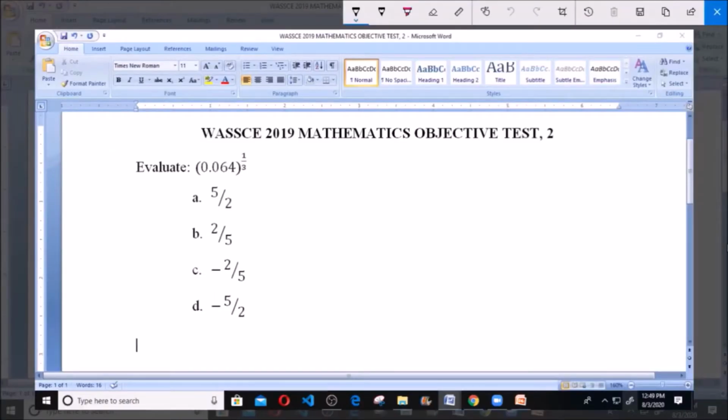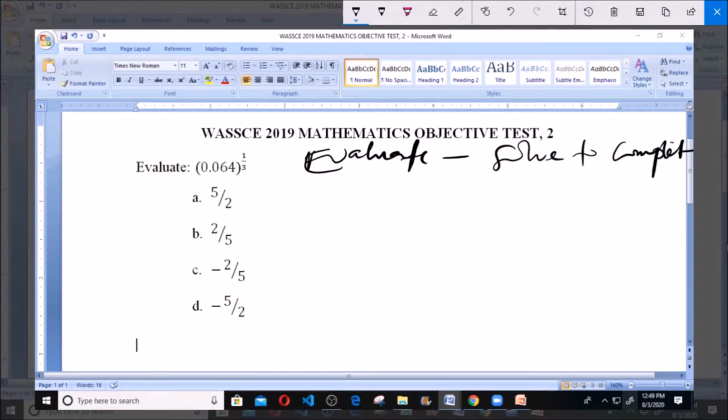Today we'll be dealing with WAEC 2019 Mathematics Objective Test. Question 2. It says evaluate 0.064 raised to the power of 1/3. And the question is asking us to evaluate this figure. And when you see the word evaluate, it means you should solve to completion.